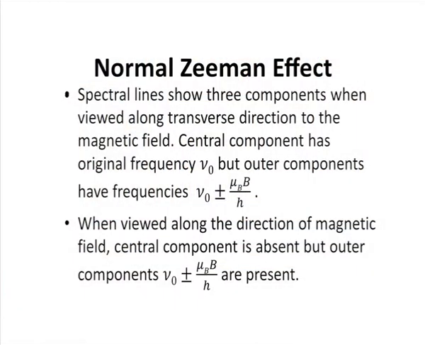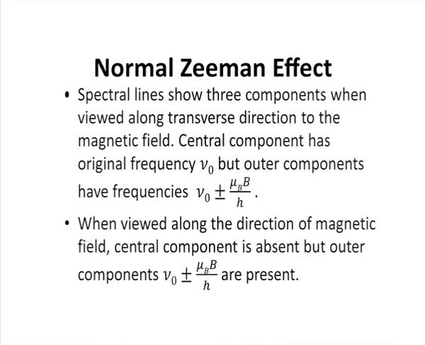What is the normal Zeeman effect? Spectral lines show three components when viewed in the direction transverse to the magnetic field. The central component has the original frequency nu naught, but the outer components have frequencies nu naught plus or minus mu_B B by h. When viewed along the direction of the magnetic field, the central component is absent, but the outer components nu naught plus or minus mu_B B by h are present. Here mu_B is the Bohr magneton.